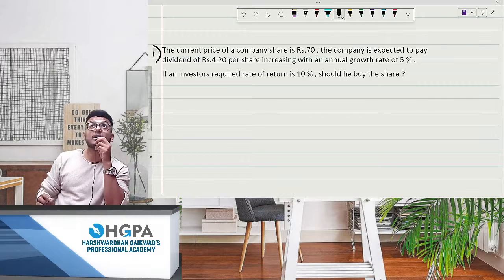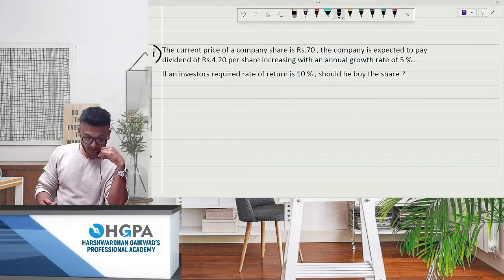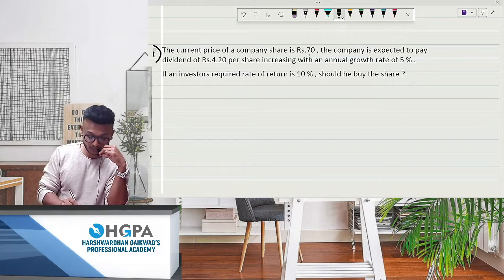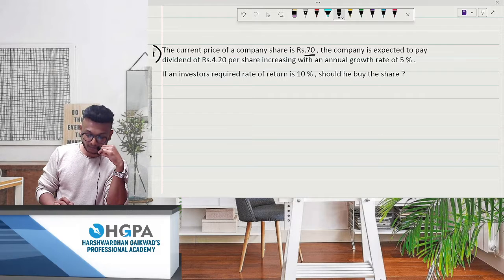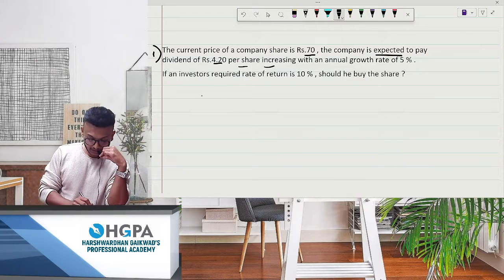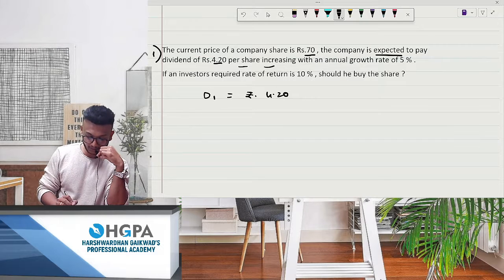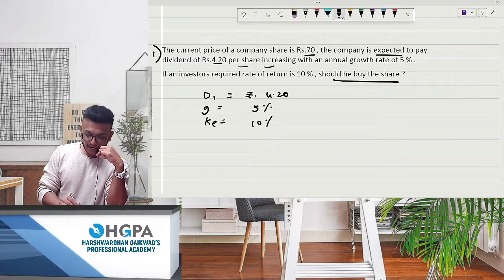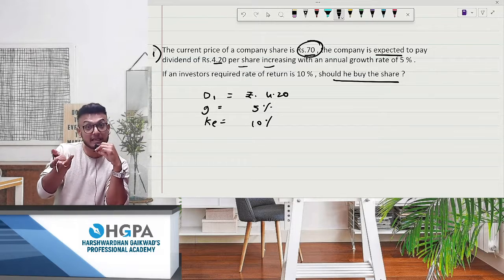See, the current price of a company share is rupees 70. Okay. The company is expected to pay a dividend of 4.20 per share, increasing. See, what is expected? That means this is D1, rupees 4.20. Okay. Annual growth rate of how much? 5%. Okay. Investor required rate of return is 10%. So I'll write here KE, that is 10%. Should he buy the share? So why is 70 given over here? So that you can make a decision out of it.